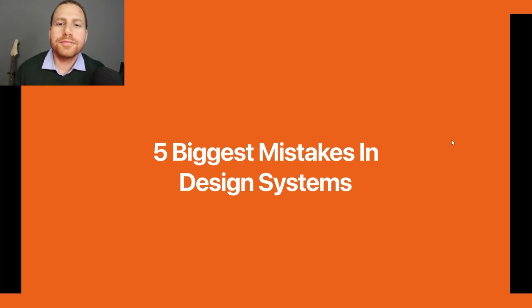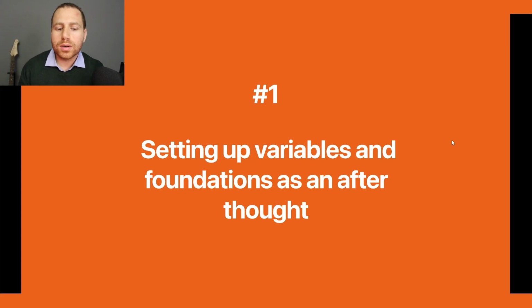So here are the 5 biggest mistakes that I see when building a design system. Number 1, setting up variables and foundation as an afterthought. I see so many designers who just want to get into building components and building pages. So they make, for example, the modal, they make the button, they make the input, they make the sections, they make everything so quickly.